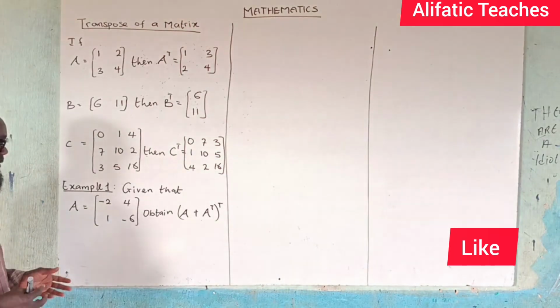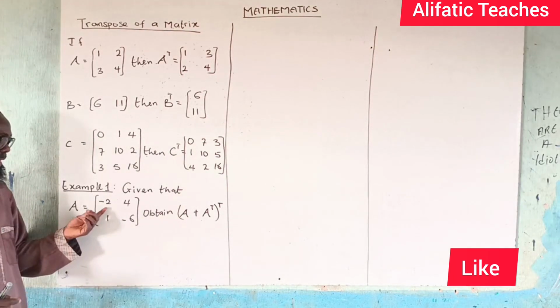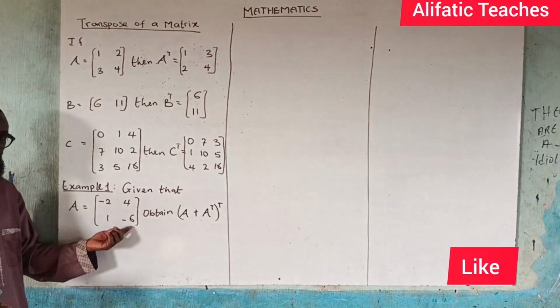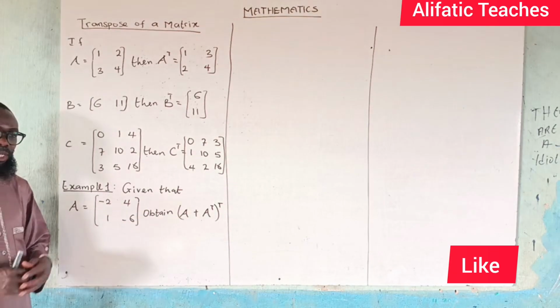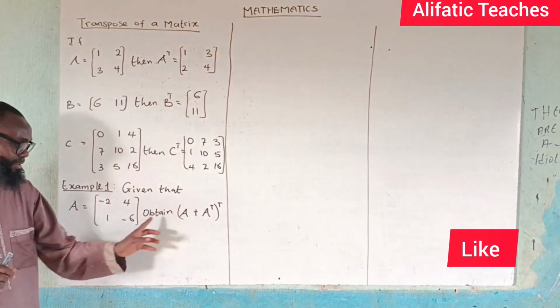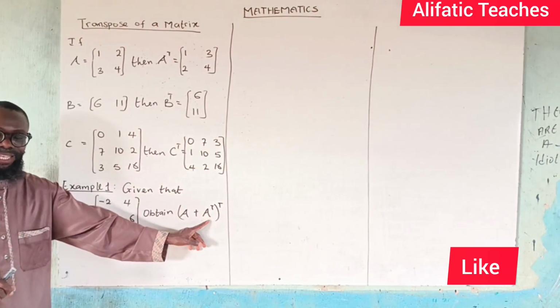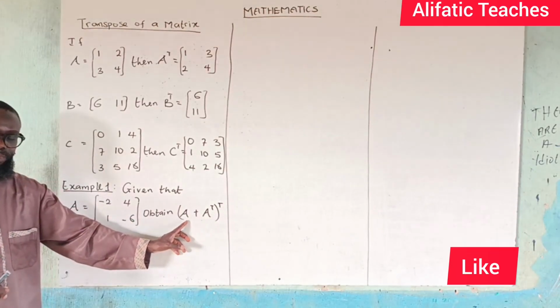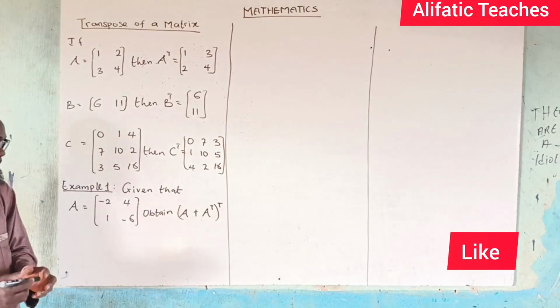Example 1. Given that matrix A equals minus 2, 4, 1, minus 6, obtain A plus A transpose in brackets, transpose. We have our A, then we need to find A transpose. After getting A transpose, we add it with matrix A. After getting our answer, we then find the transpose.